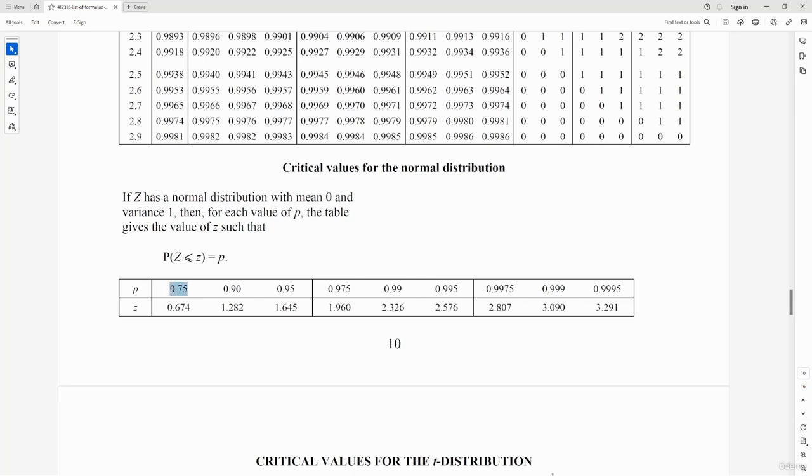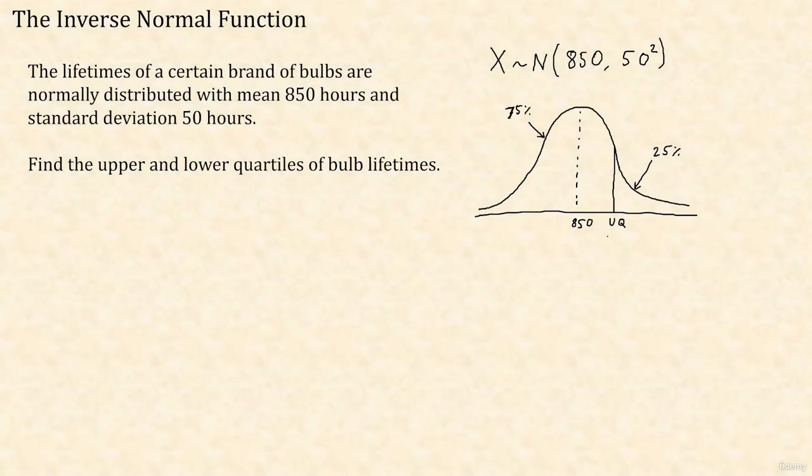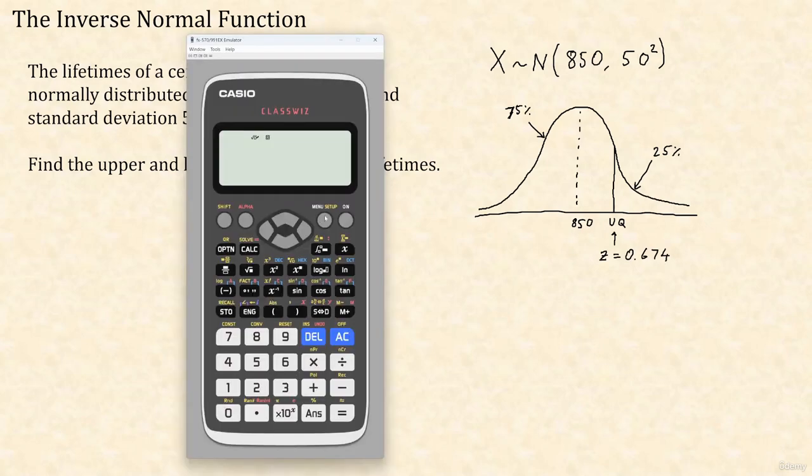So for my upper quartile, the 75% mark, I can see that the Z value is 0.674. So I know that this upper quartile here corresponds to a Z value of 0.674. Now, let me just show you how we would do that on the calculator as well, because that's also a great way of doing it. We'd go to distribution, normal, inverse normal. We'd want an area of 0.75, standard deviation 1, mu of 0, and look, we get the same value, just with more decimal places.